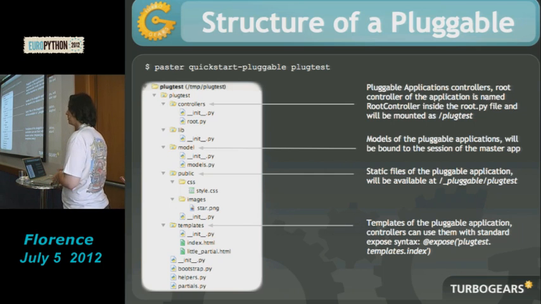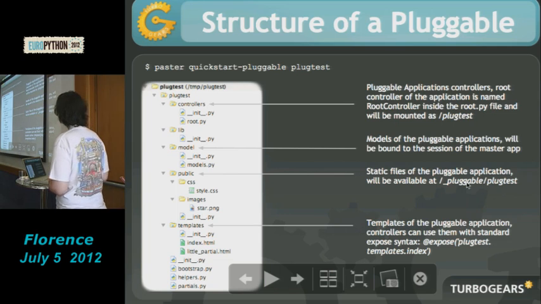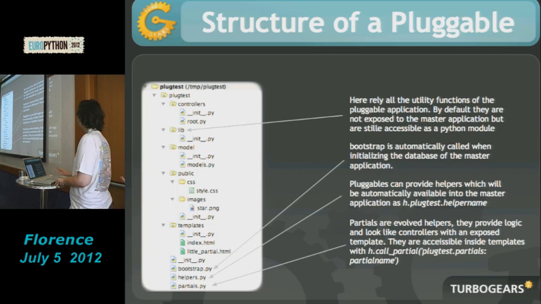Of course, static files of your application will be available and will be served under the _pluggable/your pluggable name URL. Actually, it's here, but it's outside of the screen. And you can expose any of the pluggable templates as usual. We've exposed plugtest and plugtest.index.